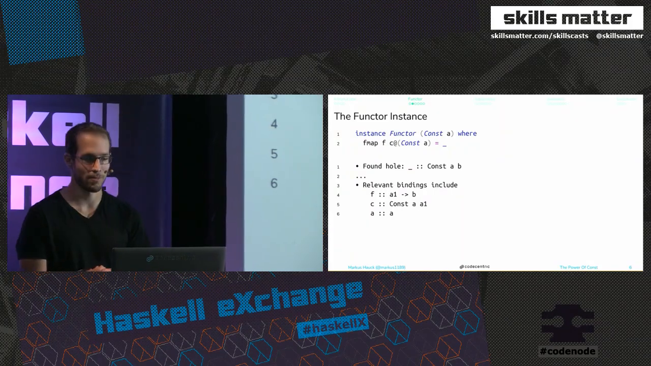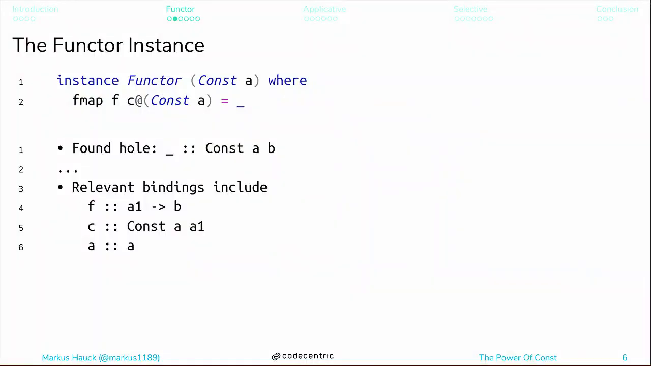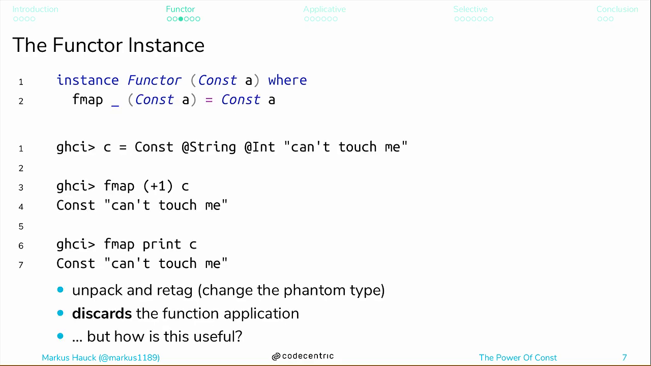So now we have a problem because the function wants an A1, but the Const data type has the A1 only as a phantom type and only has a real A in there. So there's nothing we can apply F to. But we need to somehow produce a Const A B because that's the type of the hole. Well, so what do we do? We can just cheat because we can unpack the A from the Const and repack it, and the phantom type will just adapt to whatever we need.